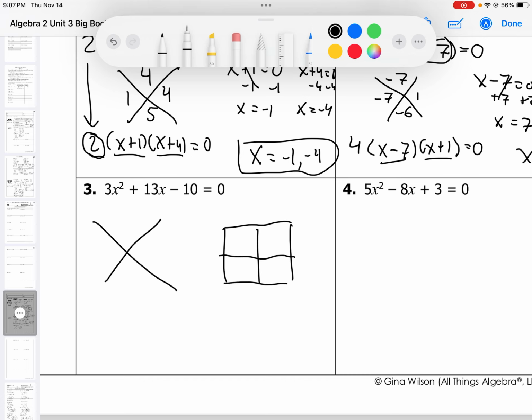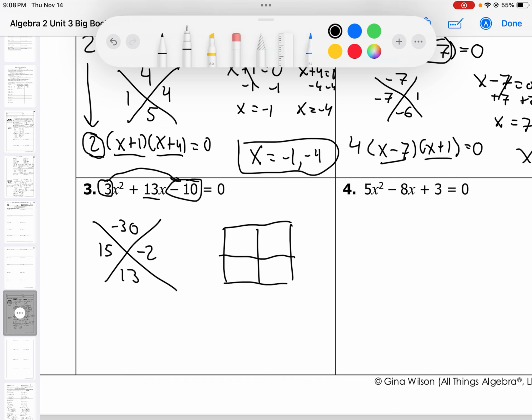So to start with, for the x, we're going to take this number in front of the x squared and multiply it times this last term. So 3 times negative 10 would go on top, which is negative 30. And 13, the middle number, still goes in the bottom. So now I'm looking for numbers that multiply to negative 30 and add to 13. Those are going to be 15 and negative 2. 15 times negative 2 is negative 30, and 15 plus negative 2 is 13.